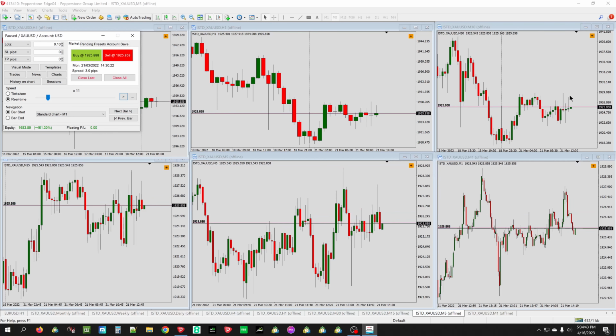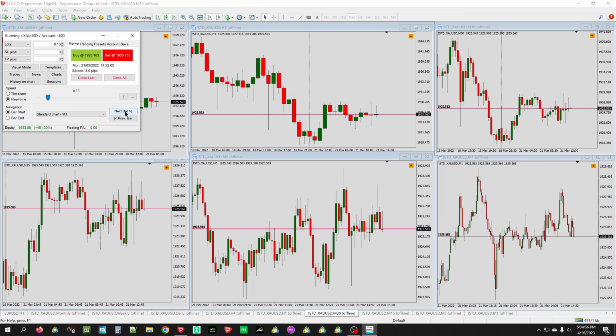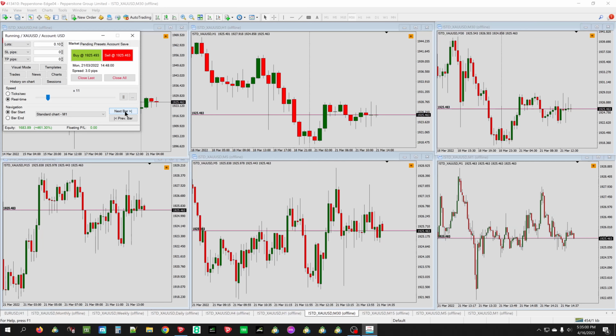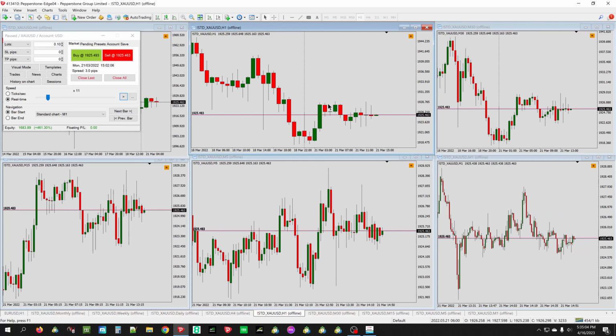I fast forwarded this M30 candle because I believe that today is consolidation day, so I don't know if I will ever get to execute a position. So we will just be waiting for some breakout or some volume. If that comes, all right.